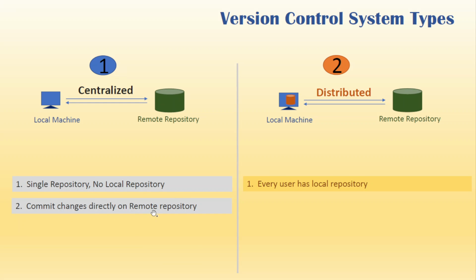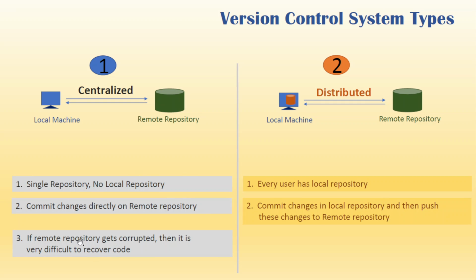Second point is commit changes directly on remote. Since you have a single repository, everything you are doing is happening here. Whatever changes you are doing, whatever changes you are committing, everything is happening at the one place on the remote repository. Whereas in case of distributed, you have taken the copy, so you are doing everything on your local machine. Once you are ready with the changes, then you can send your changes to the remote repository. So you can do multiple commits on your local machine and then push those changes back to the remote repository.